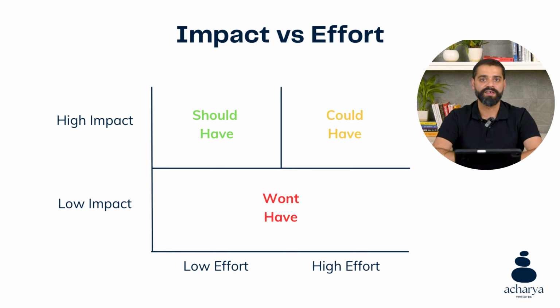So how do we categorize our features list? This is a very simple 2x2 matrix. On one axis, you have how much effort you're going to put into product development, and on the other, you have the impact of that feature. Anything that does not create impact, despite the fact that it might require very little effort on your part, you put in the won't have category. You select the high impact, low effort features and put them into the should have category. These are the features that will actually move the needle, that will actually solve the problem, and it does not take a lot for you to develop these.